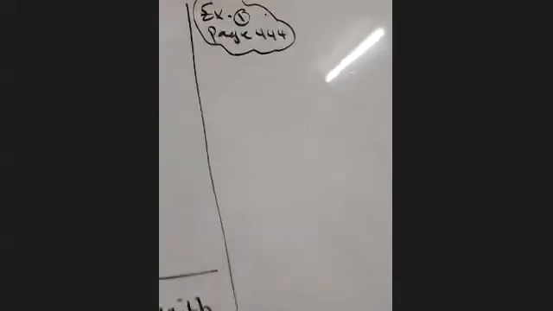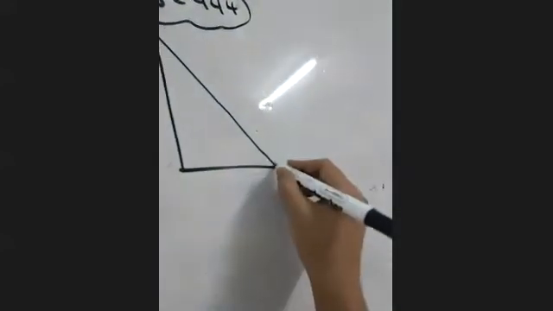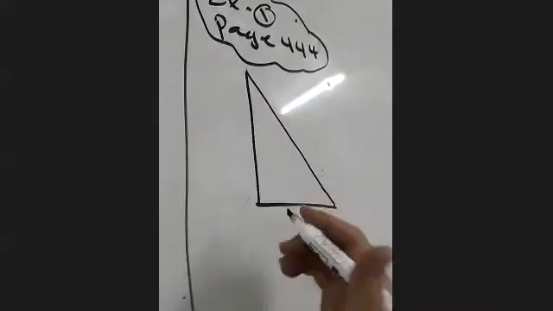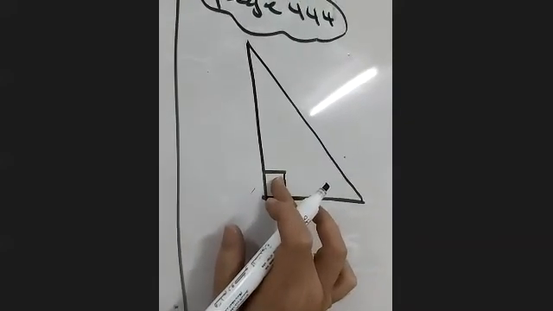Let me graph the triangle. Yeah, right triangle, guys. Look here. If this question says right triangle, it means a triangle with a right angle. The right angle means 90 degrees. This square means this angle is 90 degrees.